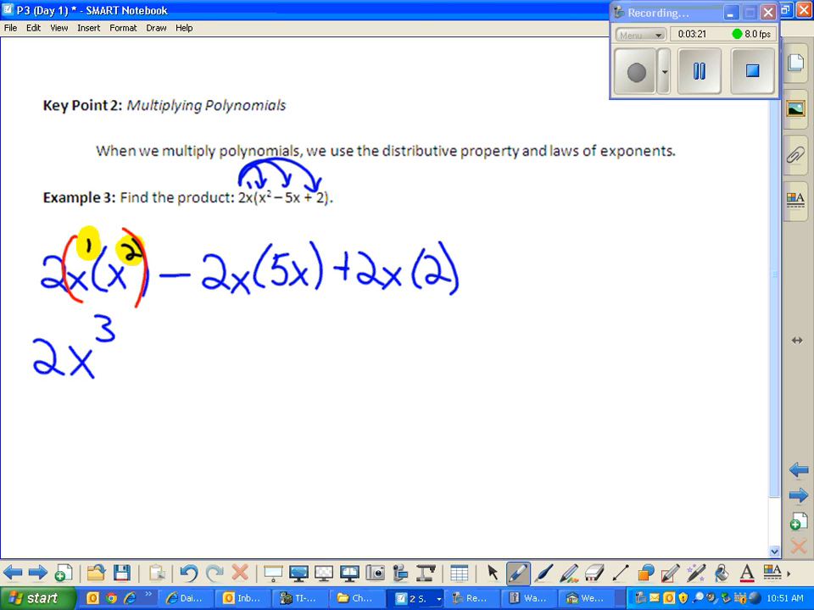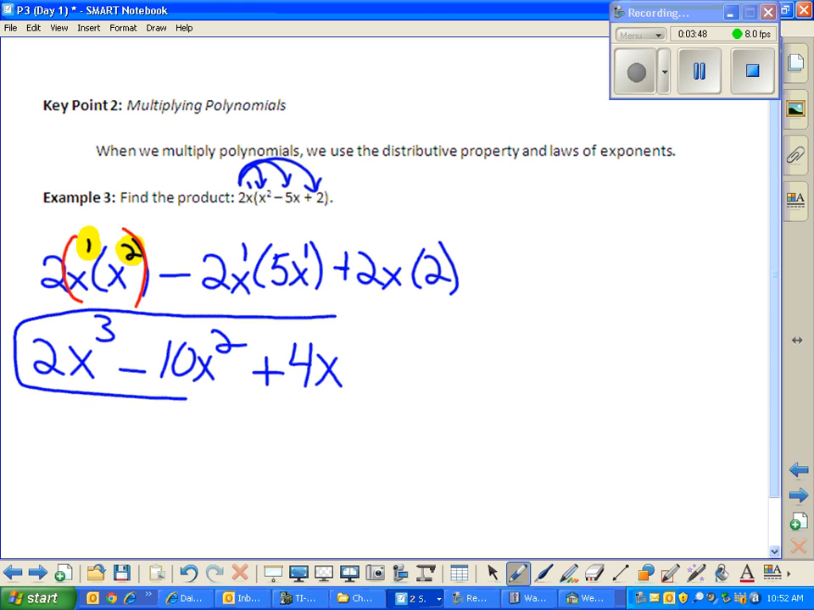Next, in the second term, I have 2x times 5x. Again, I'm going to regroup this a little bit to make it nicer to use. I would take 2 times 5 and make that 10, and then x to the first times x to the first, that's x squared. And then I have to take 2x times 2. Of course, I just bring down my plus sign prior to doing that. 2x times 2, 2 times 2 is 4x. There it is. Notice, because my problem was originally in standard form, my answer comes out in standard form, so that's kind of nice.